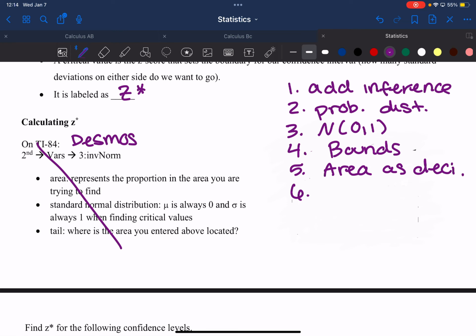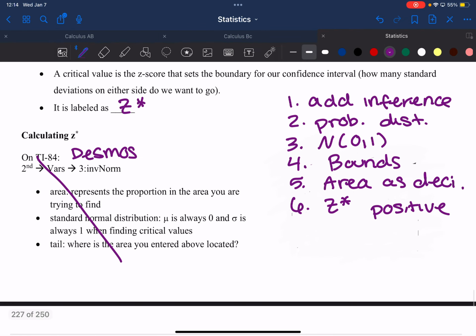And then lastly, we need to remember that for Z star, we only want the positive value. They're going to give you both because it's a boundary. So you're going to get the negative and the positive one, but we only want the positive one. Okay. Let you guys copy that down, and then we're going to use the next 4 examples. I'm going to show you how to do it on Desmos. Area as decimal. I ran out of space.